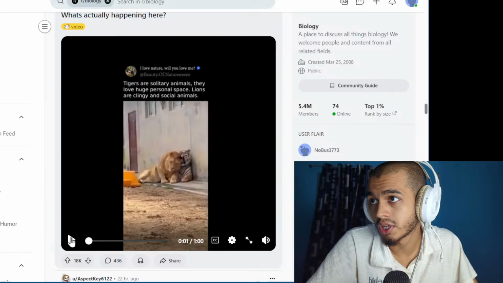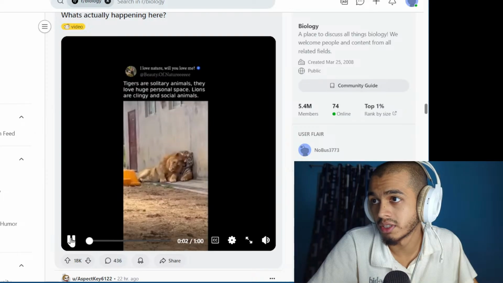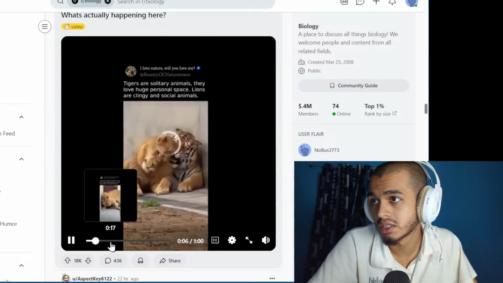A compilation of avian feathers I've found during my travels. Yeah. Tigers are solitary animals. They love huge personal space. Lions are clingy social animals.